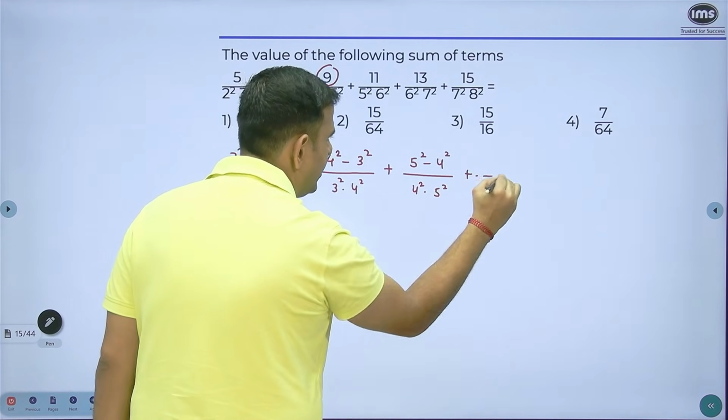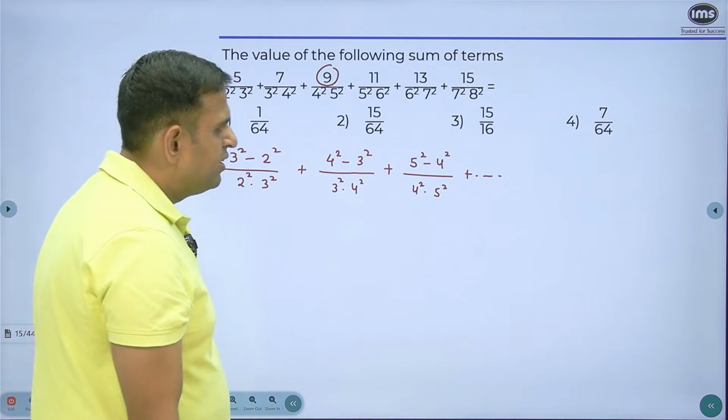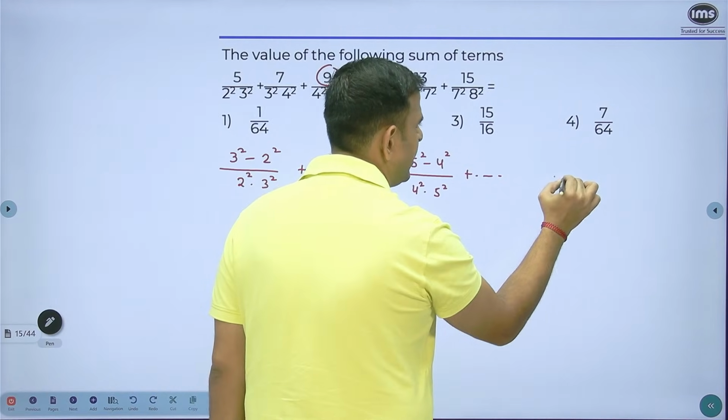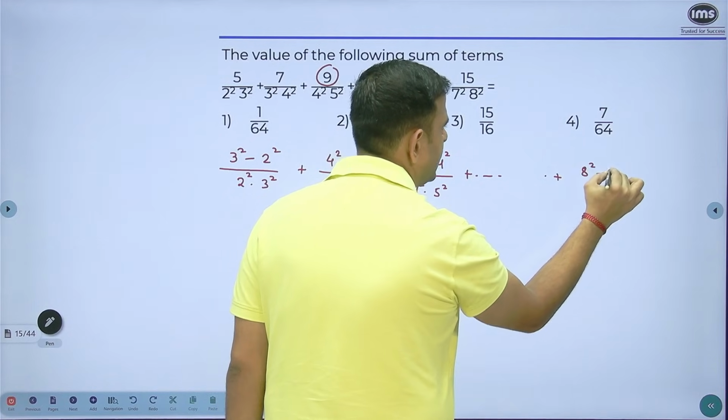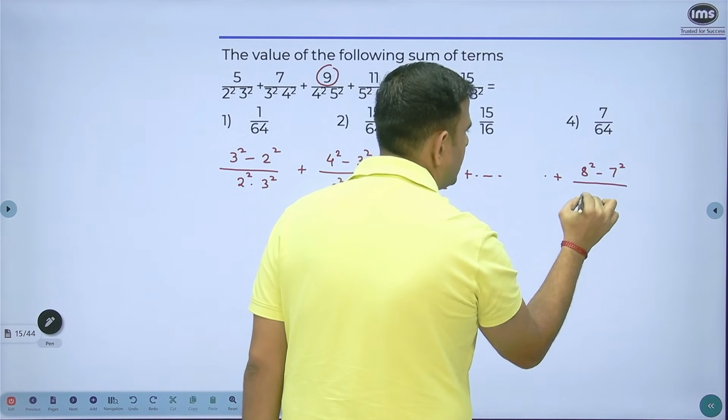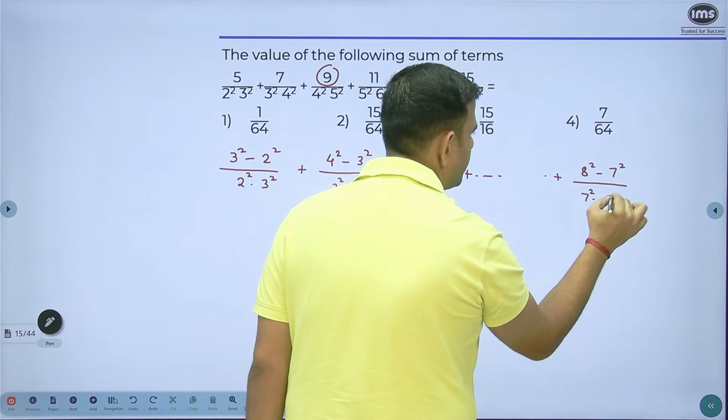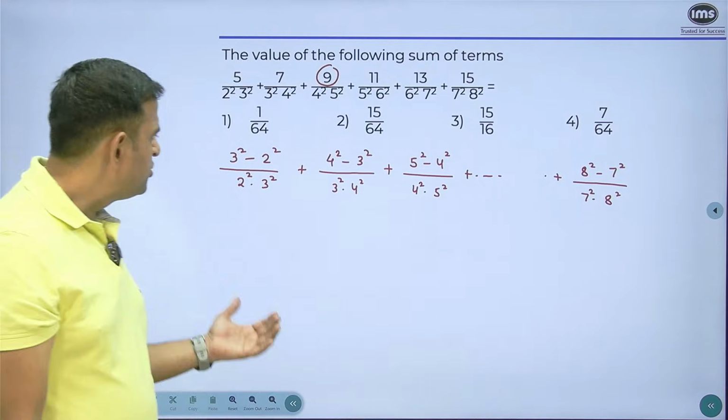And this thing will continue. In the end, we are going to get 8 square minus 7 square upon 7 square into 8 square. And now I wish to separate the terms.